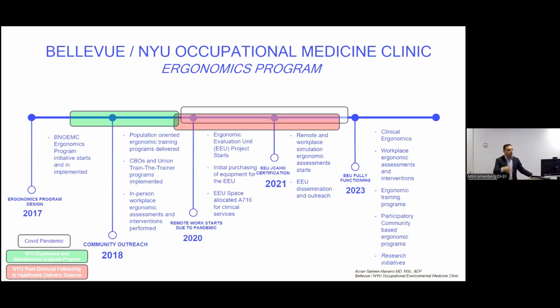So right now, since 2023, we have a JCO compliant unit, which does clinical ergonomics, workplace assessments, and simulations, and we do workplace assessment in person and remotely. That's something that obviously triggered after COVID, and we're pursuing some research initiatives as we speak.